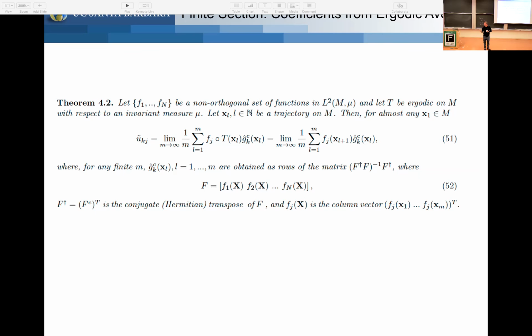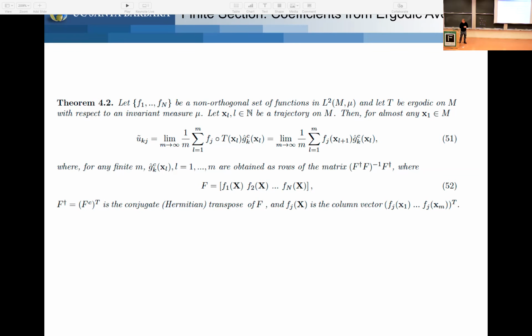And the only thing that you need to do in order to get U_jk, which are approximate, is the time average: limit when m goes to infinity, 1 over m, fj composed with T, so the action of the Koopman operator on fj, multiplied with the complex conjugate of gk, the dual. So it's a simple way of, again, getting it from data, and again, it depends on ergodicity. So you can prove that this exists from various ergodic theorems, and so everything is fine.